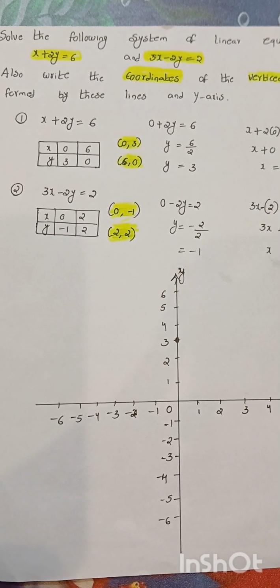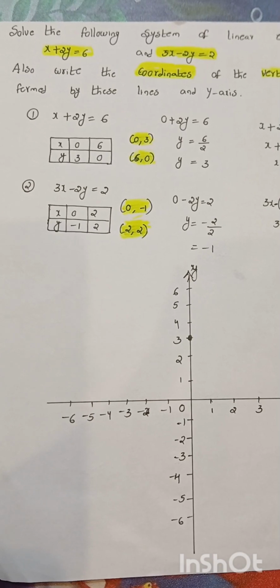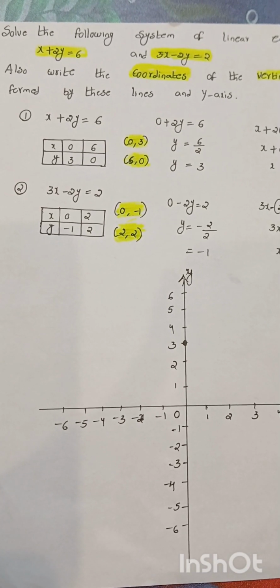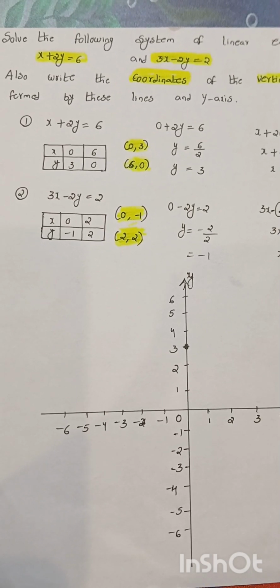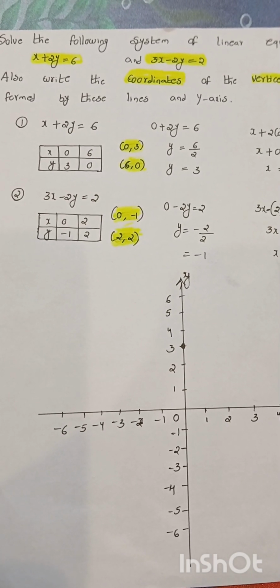Today we will discuss one of the important problems in class 10. Solve the following system of linear equations graphically: x + 2y = 6 and 3x - 2y = 2. Also write the coordinates of the vertices of the triangle formed by these lines and the y-axis.